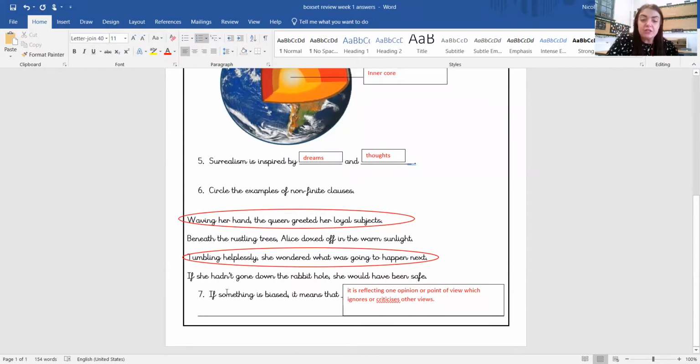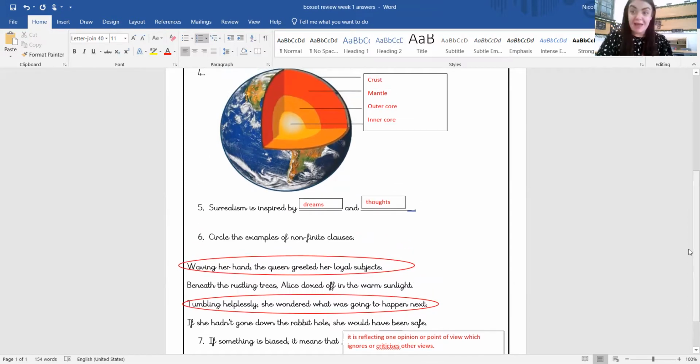And then finally, question 7, if something is biased, it means that it is reflecting one opinion or one point of view, which ignores or criticizes other views. So it's just that very sort of tunnel vision. They're only seeing one side of this argument, and it's usually the one that they prefer. So well done to you. Give yourself a little score out of 7. I've been extra mean, and you have to get multiple parts right to get that mark. Give yourself a little score out of 7.